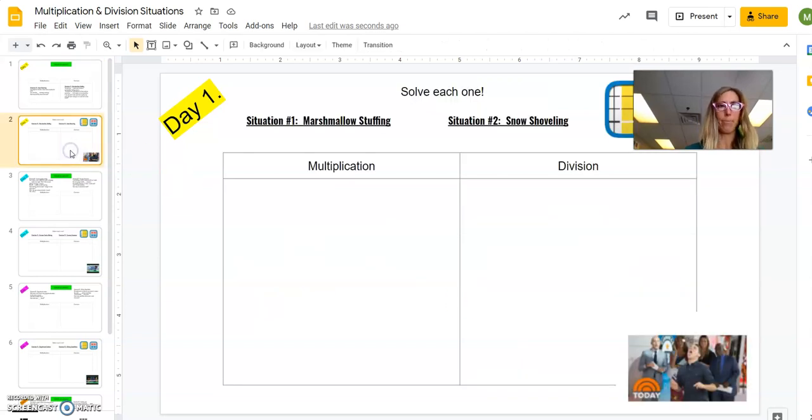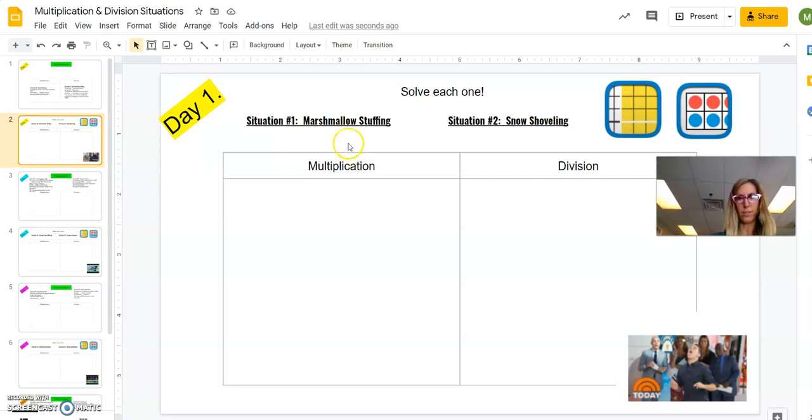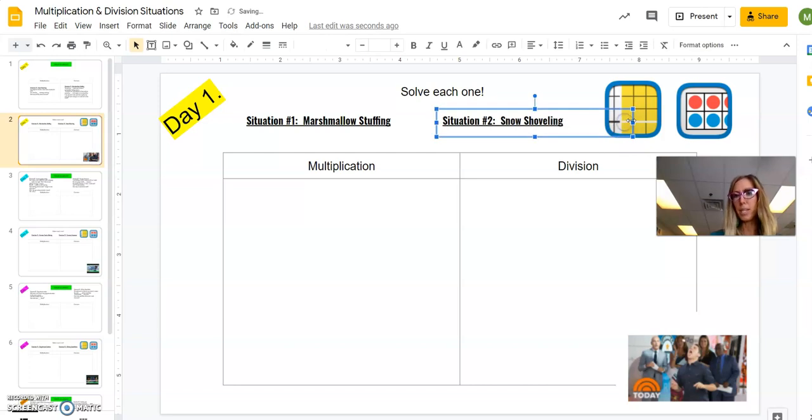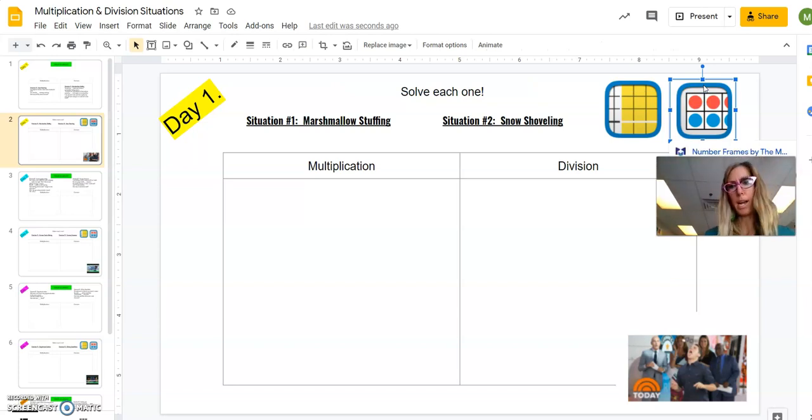Now, next step on the next slide would be to solve those situations. Okay, I need to solve the one about marshmallow stuffing, and I need to solve the one about snow shoveling. So you could use the number pieces if you would like to do that and take a picture of what you did and put it in here. Or you could use the number frames app. Or maybe you just want to use the whiteboard app to show your work. Or maybe you want to do your work on a piece of paper and take a picture of that and load it onto the Google slide. Do whatever you need to do.